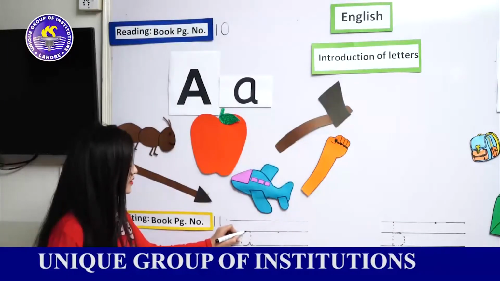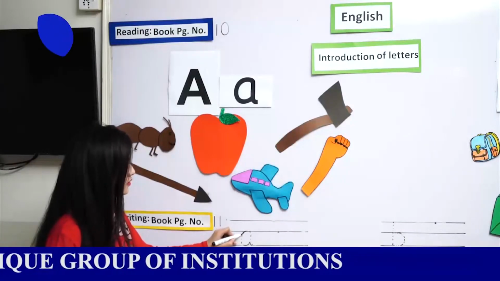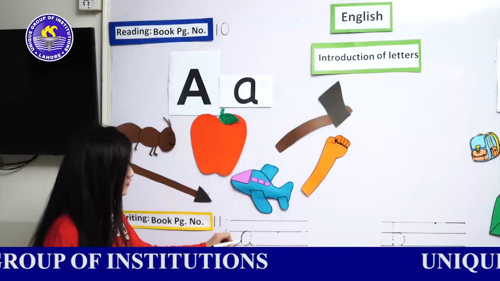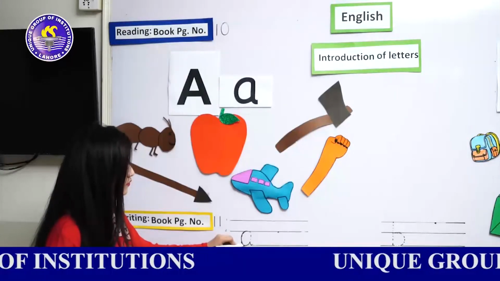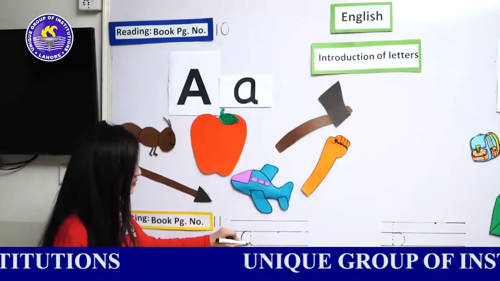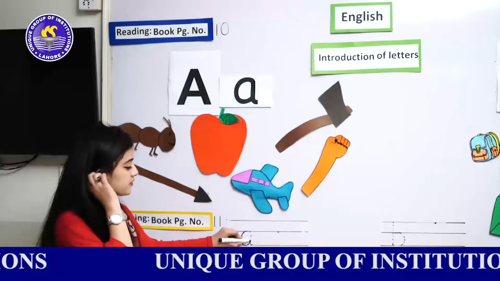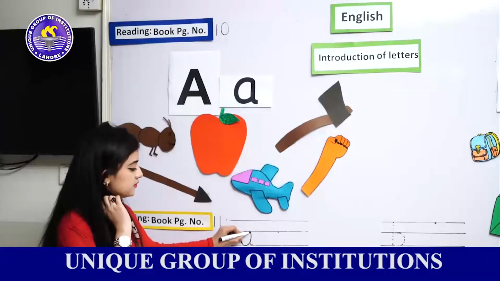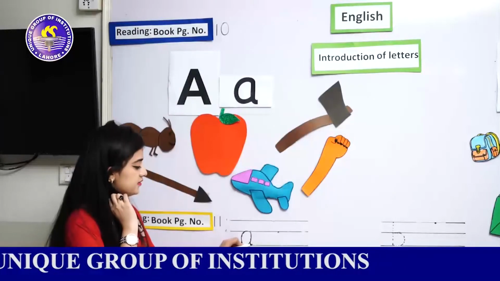Start from here and join the dots very slow. Make a circle, and make a tail.